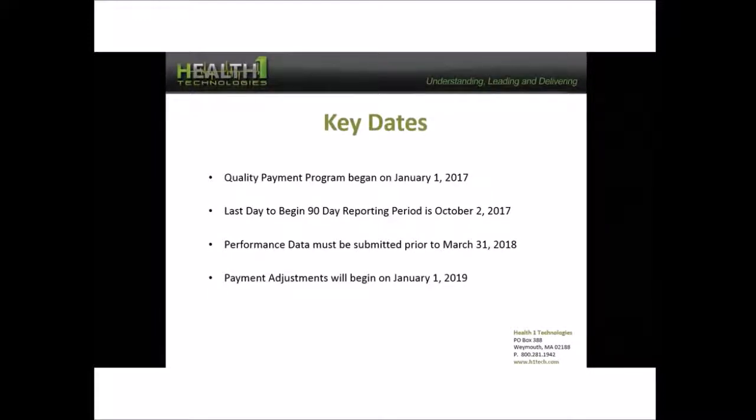The performance data must be submitted before March 31st. So this is very similar to the previous PQRS submissions. In the past, we had to submit that quality data before the end of March. It's very, very similar process. And then the payment adjustments happen as of January 1st of 2019. So this is the performance period. Then in 2018, CMS does all the evaluations and calculations. And then beginning January 1st of 2019, you see those adjustments in your Medicare reimbursements.